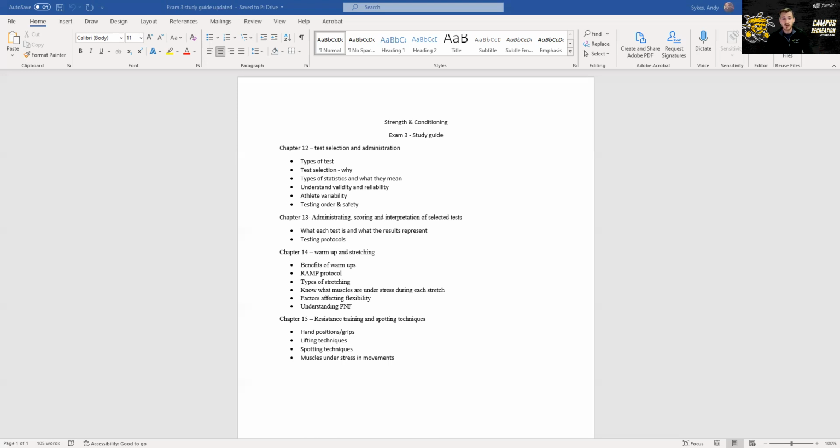Then we move on to the warm-up and stretching, which we covered this week as a practical. And last week we did the warm-ups with the RAMP protocol. So make sure you're knowing that RAMP protocol, okay? Raise, activate, mobilize, potentiate. You should know that hands down by now, okay? That RAMP protocol, and then what each of those sections are.